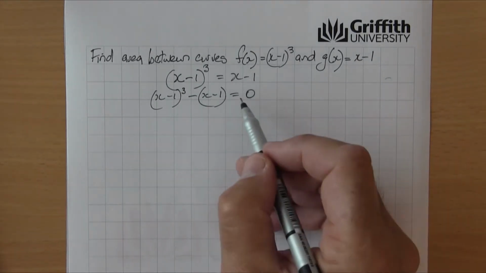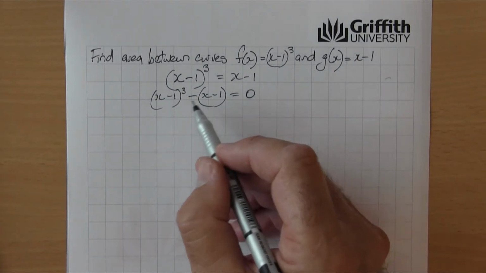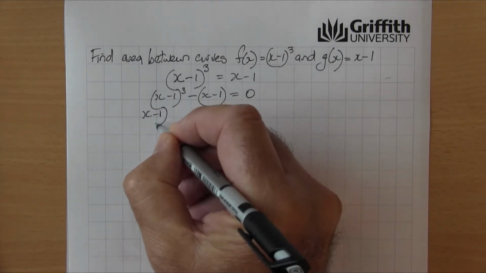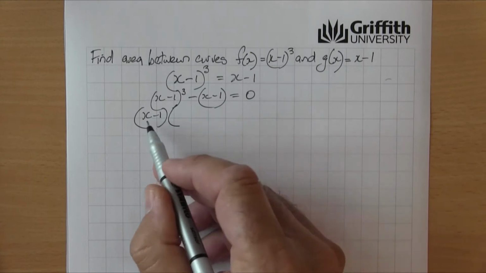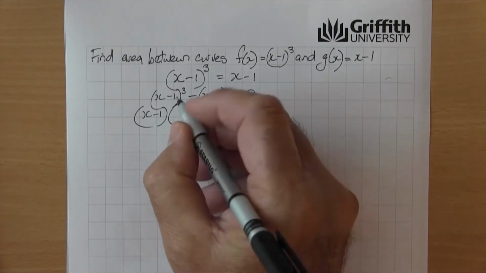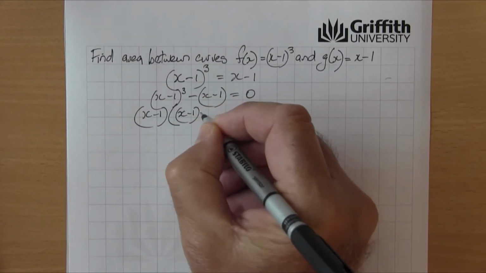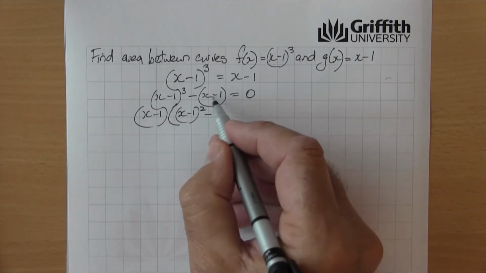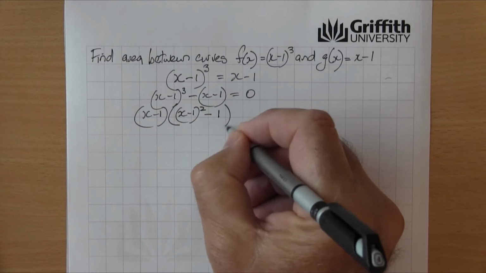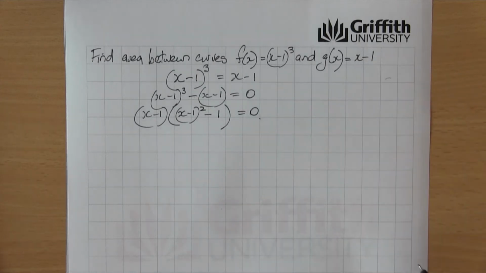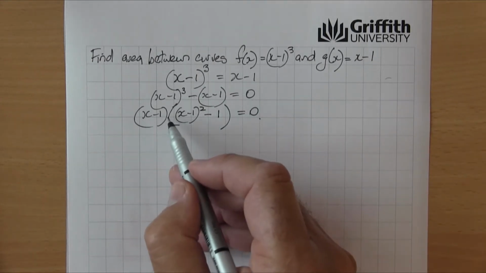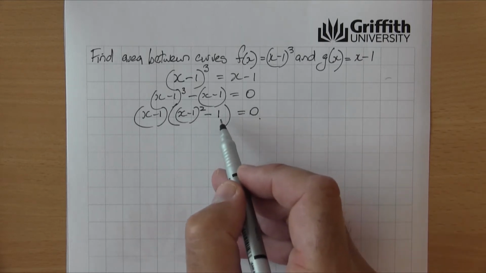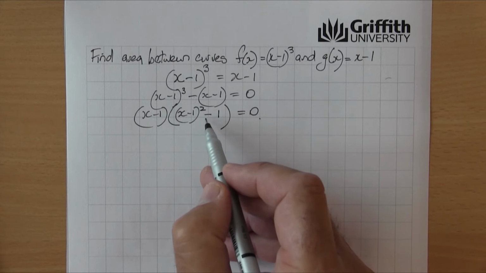So we've made it equal to 0, now we're going to factorise. What's common to both of these terms? x − 1. What have I got to multiply x − 1 by to get this term? It'll be (x − 1)². The minus comes down. What have I got to multiply x − 1 by to get x − 1? It'll be just 1, equal to 0. So we've got two factors here: x − 1 and all of this second bracket, but we can further factorise this.